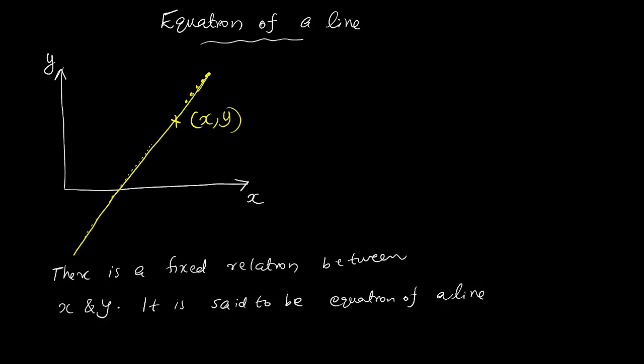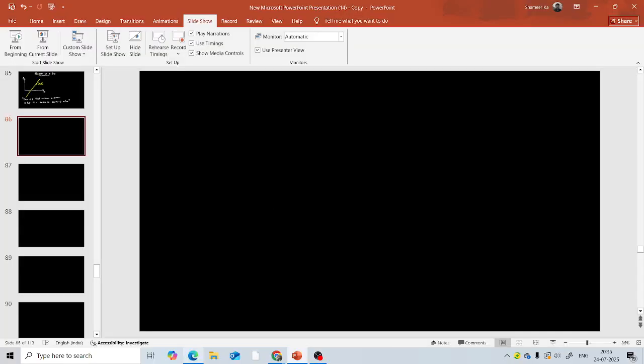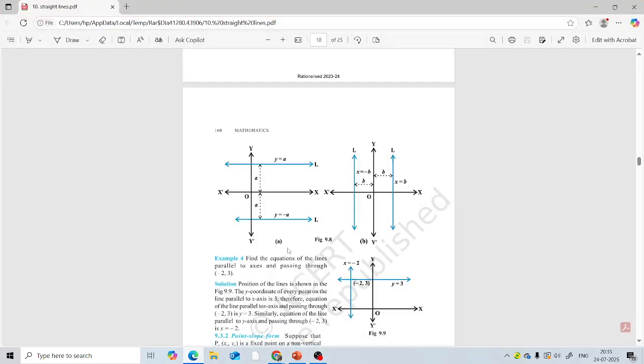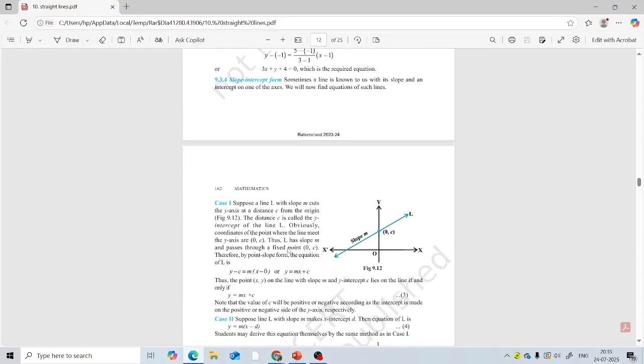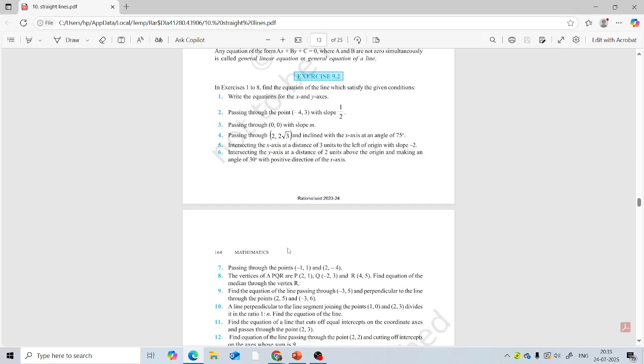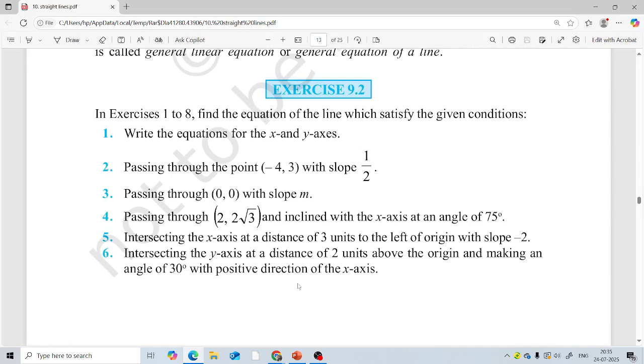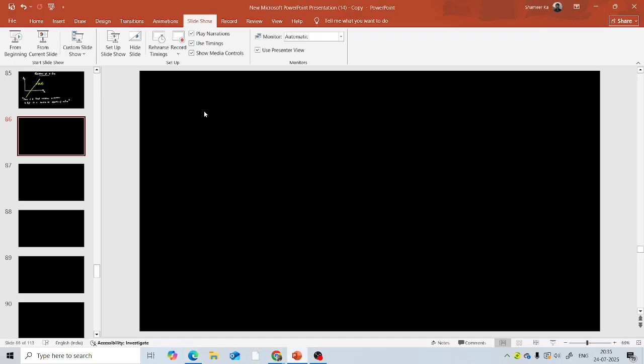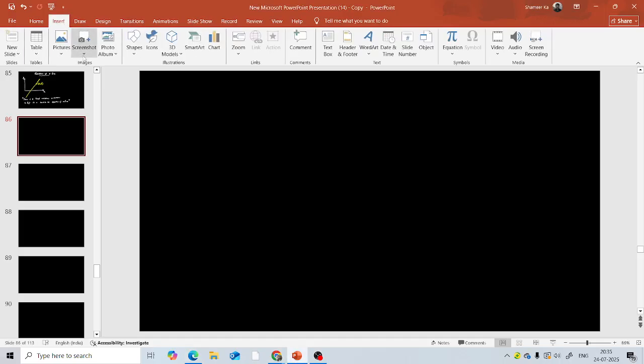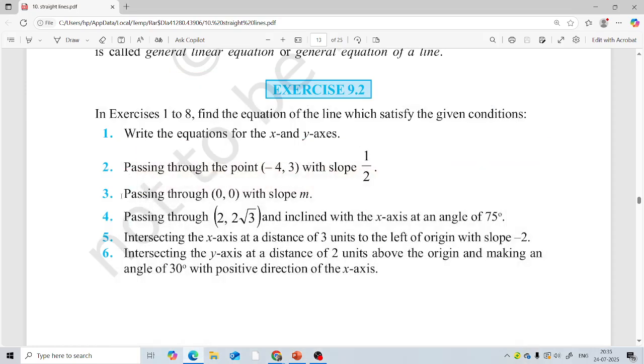So without any title, I think I can discuss the problem straight away. If you have understood the meaning of the equation of a straight line, then you need not worry. I can start with the problems. So let me start with the problems. The order of the questions is not perfect in NCERT, but I will discuss almost all types of questions given in NCERT. So let me start with exercise 9.2.